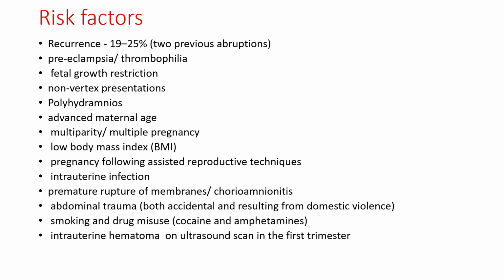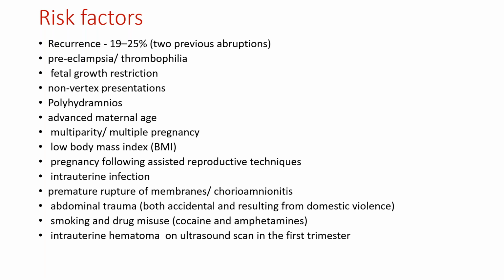Advanced maternal age, basically after 40 years of age. Multiparity, multiple pregnancies, because of the over-distended uterus and big placenta. Lower body mass index. Pregnancy following assisted reproductive techniques. Then intrauterine infections, premature rupture of membrane or chorioamnionitis. Because of the infection, there is a chance of abruption.